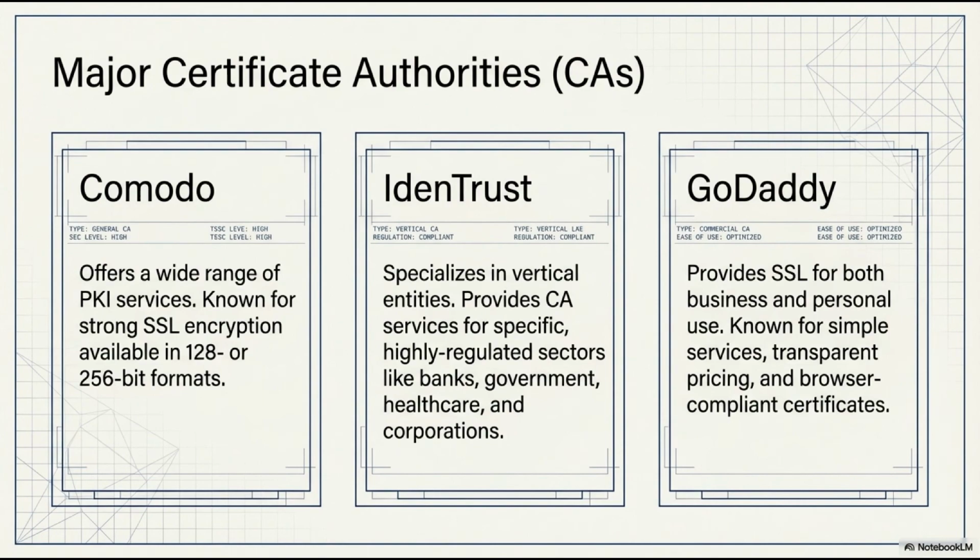Okay, second is IdenTrust. They're described here as a vertical CA. What does it mean for a CA to be vertical? A vertical CA specializes in specific, highly regulated industries. So IdenTrust focuses heavily on sectors like banking, government entities, and healthcare corporations. Places with a lot of compliance rules. Right. They have strict, legally mandated compliance requirements for identity verification. It goes way beyond what a typical retail site might need. So a vertical CA builds their entire internal infrastructure to cater exclusively to those specific, rigorous legal standards.